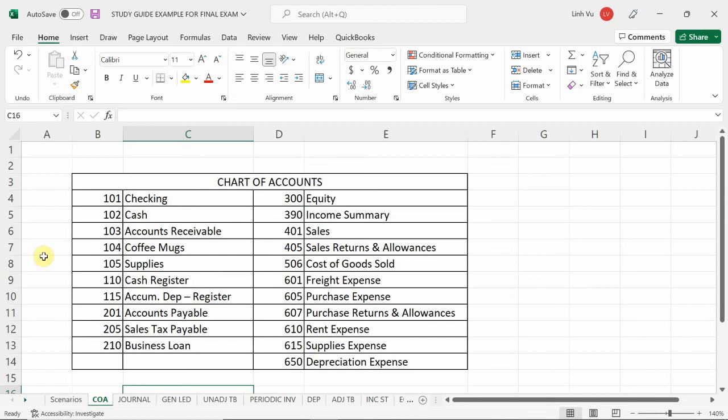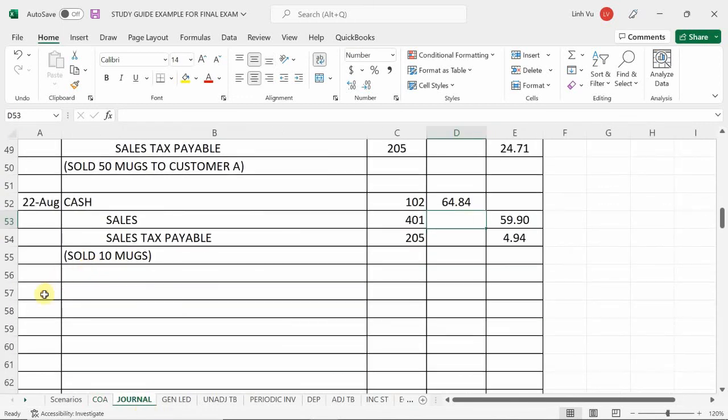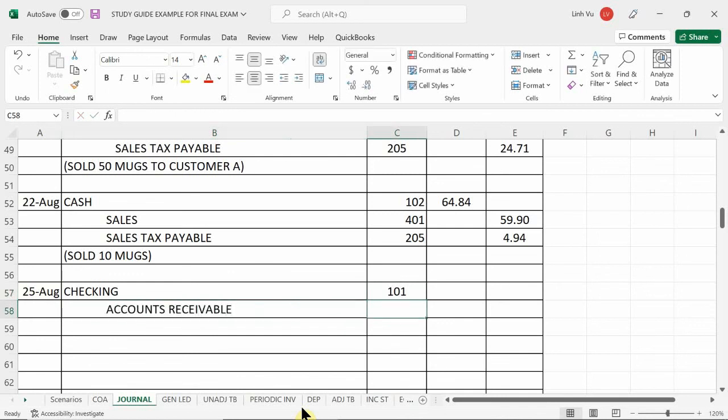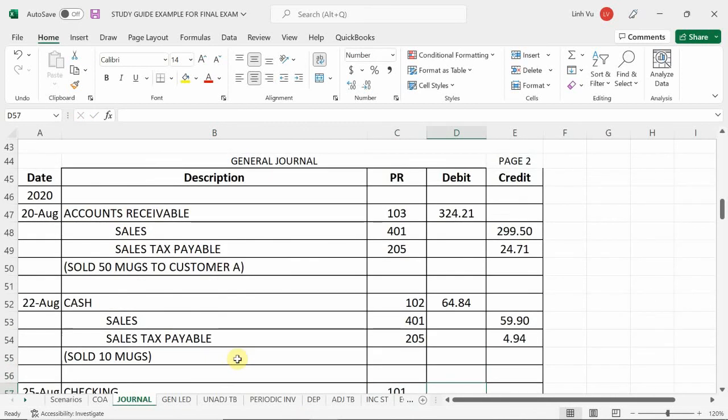We deposit the check to checking, and then we reduce the accounts receivable. So in this case, it is August 25th. We received money and we're going to put it in our checking account because it was a check. And we're going to reduce the accounts receivable for how much? Let's take a look.